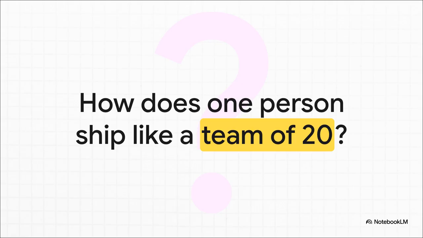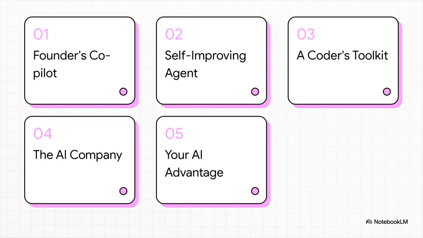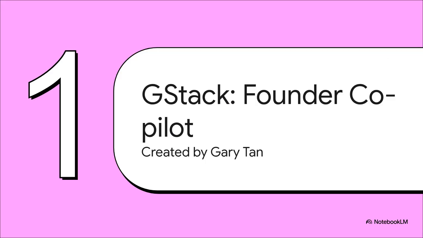How does one single person manage the output of an entire team of 20? Well, that's the exact problem these new AI agent frameworks are trying to solve. So in this explainer, we're going to break down 4 really game-changing projects. We've got GStack, Hermes, Superpowers, and Paperclip. We'll look at what makes each one so unique, and then we'll wrap it all up with what it actually means for you.